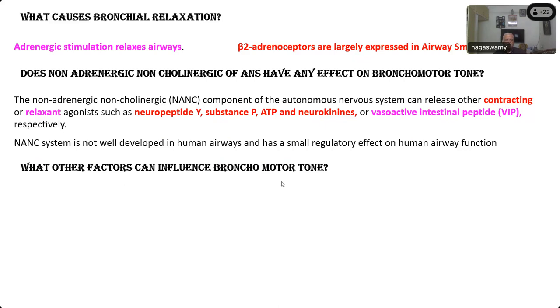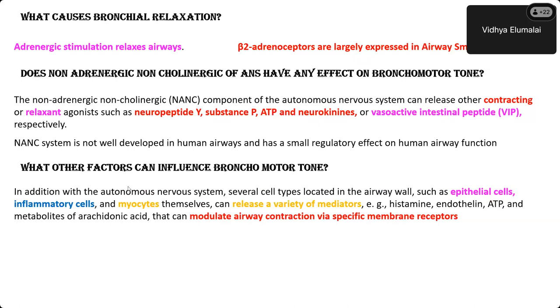What other factors can influence bronchomotor tone? So mainly parasympathetic constriction, sympathetic relaxation, and a very small percentage, either constriction or relaxation, by NANC neurons. Apart from these three types, are there any other factors which can influence bronchomotor tone? Leukotrienes. Very good. In addition to that, airway epithelial cells, inflammatory cells, and myocytes can release a variety of mediators called histamine, endothelin, ATP, and mediators of arachidonic acid, which are called leukotrienes, which also modulate airway contraction via specific membrane receptors.